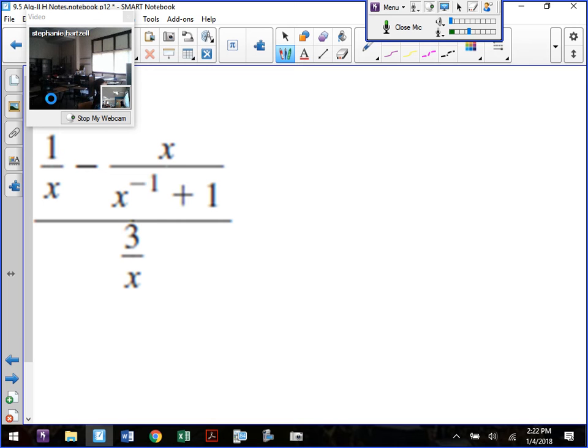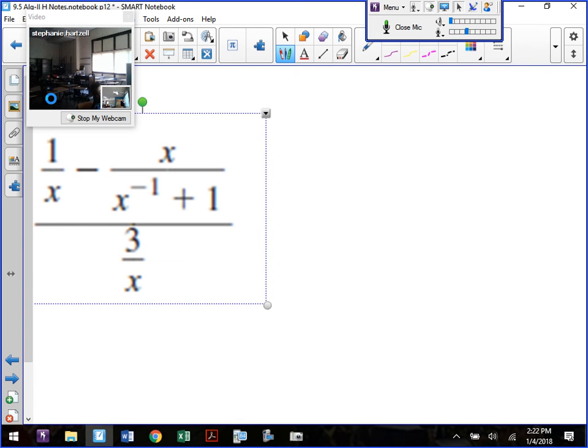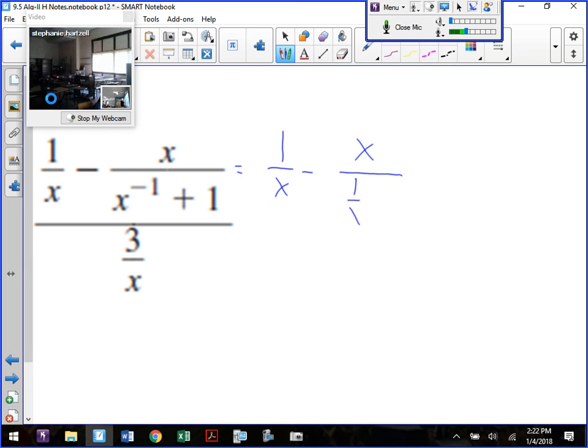All right, so do you guys all agree that with this part here, there's really nothing I can do right now? So what I'm going to do is take this top part and rewrite it as its own complex fraction. This is a complex fraction over a complex fraction.